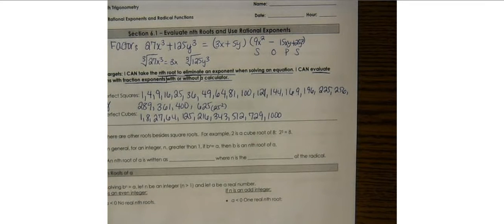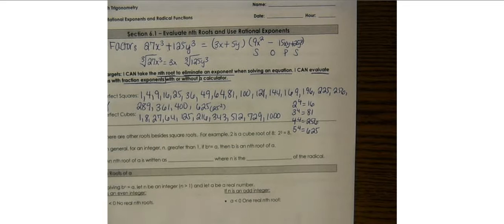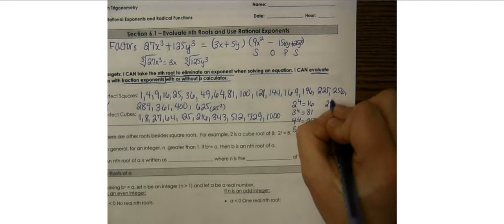You need to know your perfect fourth powers, 1 through 5, and that's going to be 2 to the 4th power is equal to 16. 3 to the 4th power is equal to 81. 4 to the 4th power is equal to 256. And 5 to the 4th power is equal to 625. And then finally, you will need to know your perfect fifth powers, just the numbers 2 and 3. 2 to the 5th power is equal to 32, and 3 to the 5th power is equal to 243.